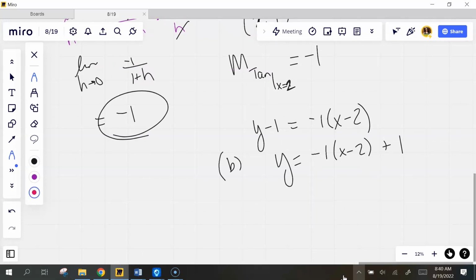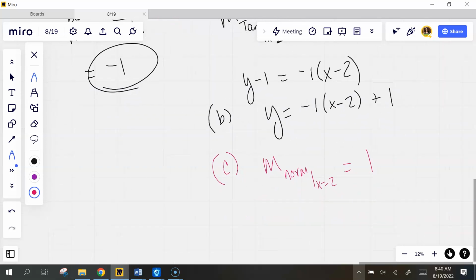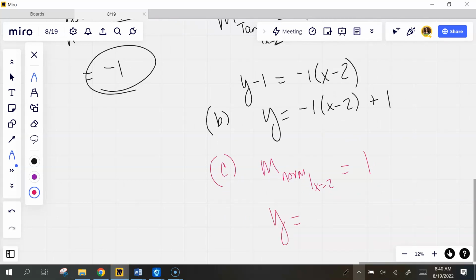Slope of the normal line. It's close to the same. But the slope of the normal when x equals 2 is +1 this time. So my equation is going to look very similar. It's just going to be x minus 2. Wasn't that fun, y'all? Yep. Plug in that x equals 2 from the very beginning.